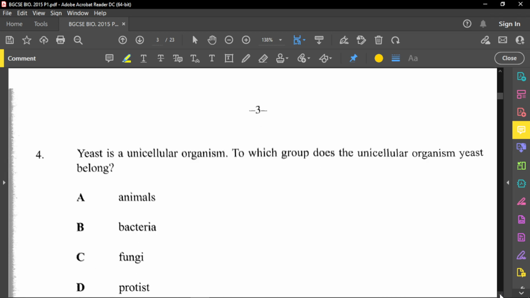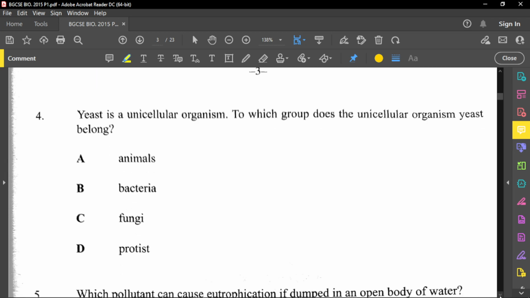Question number 4: a yeast is a unicellular organism, which means it has one cell. It said, to which group does the unicellular organism yeast belong? And yeast is a fungi. Okay, so yeast is a fungi.